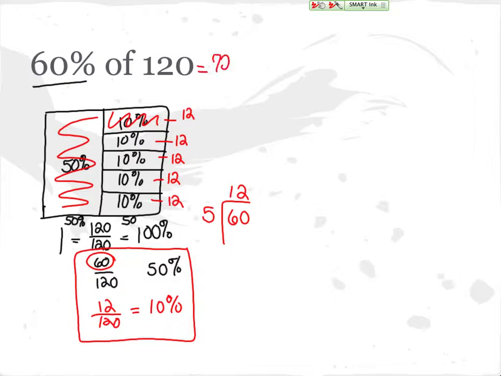Do you want me to show you another way to do this that's easier? See how it says 60% of 120? Of means multiplying. So we're going to take 60% and change it into a decimal. To change a percent into a decimal, you drop the percentage and move it over 2 places and it becomes 0.60.